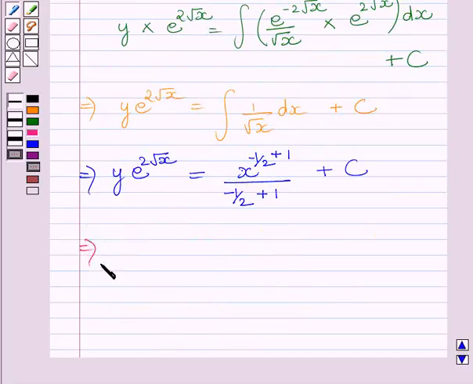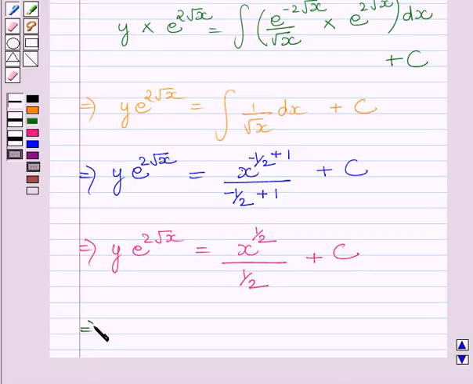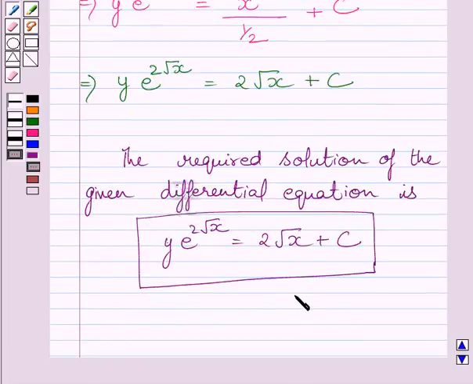Now simplifying further, we get y multiplied by e raised to the power 2 root x is equal to x raised to the power 1 upon 2 upon 1 upon 2 plus c. Now this further implies y multiplied by e raised to the power 2 root x is equal to 2 root x plus c. We know minus 1 upon 2 plus 1 is equal to 1 upon 2, and x raised to the power 1 upon 2 is equal to root x, and x raised to the power 1 upon 2 upon 1 upon 2 is equal to 2 multiplied by root x. So here we can write 2 root x plus c is equal to y multiplied by e raised to the power 2 root x. So this is the required solution of the given differential equation.